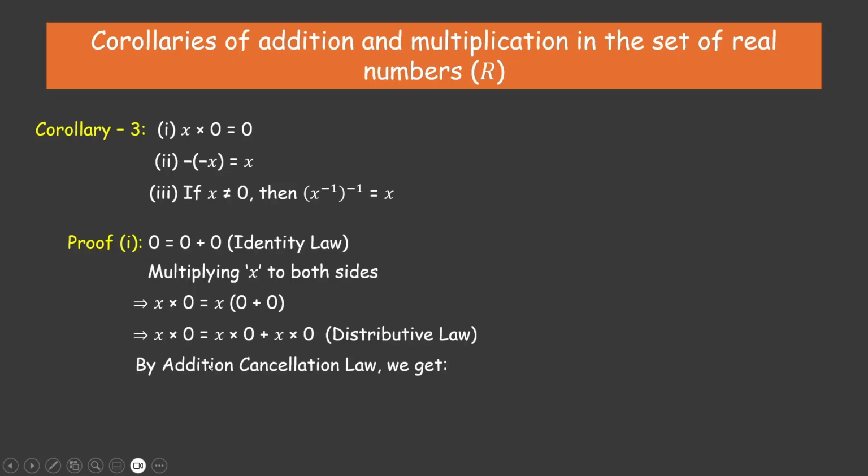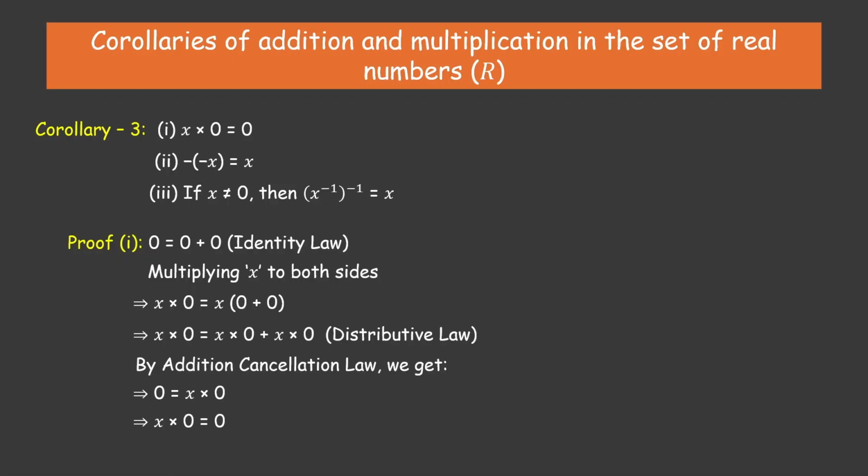Now, by using addition cancellation law, which we just saw, since we are applying the addition cancellation law, this x into 0 will cancel by this x into 0 on the right hand side. So on the left hand side, you are just left with 0. 0 is equal to x into 0. Or that means x into 0 is equal to 0, and that is what we wanted to prove.